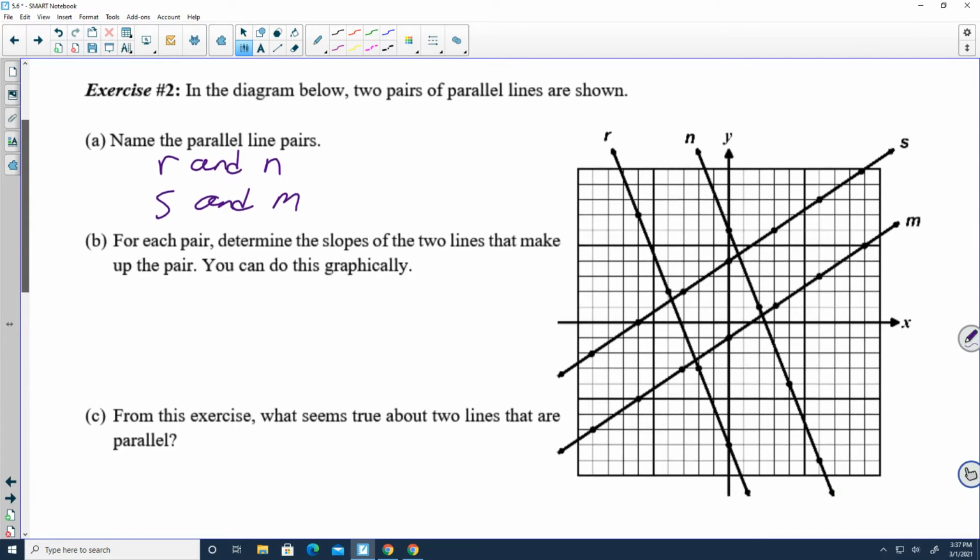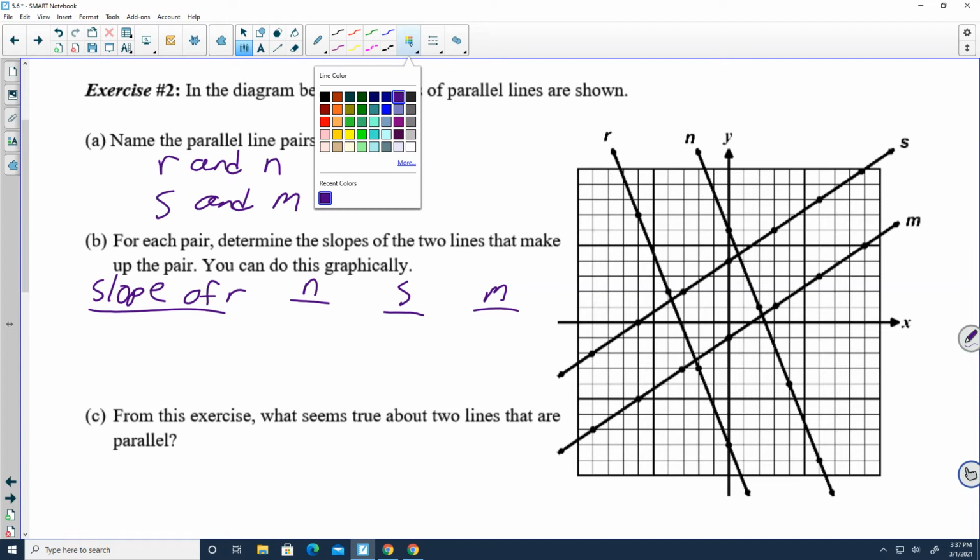So letter B, for each pair, determine the slope of the lines that make up the pair. You can do this graphically. So we need to find four slopes. Let's find the slope of R. Let's find the slope of N. Find the slope of S. And find the slope of M. All right, so let's find the slope of R first. So R is right here.